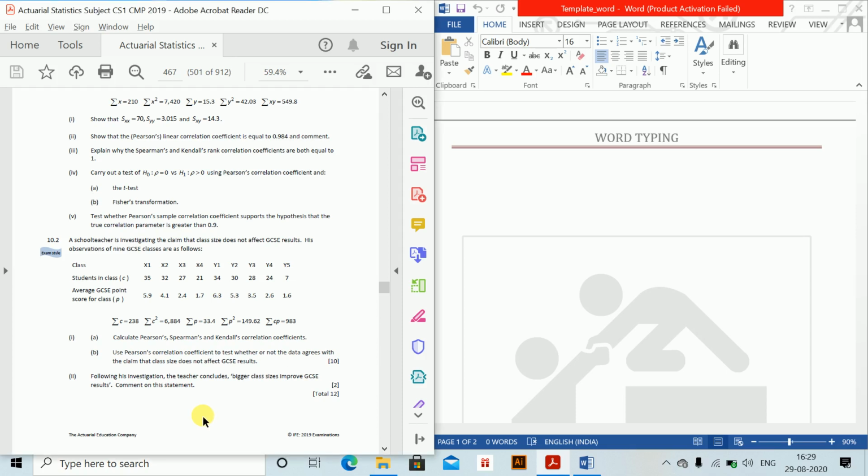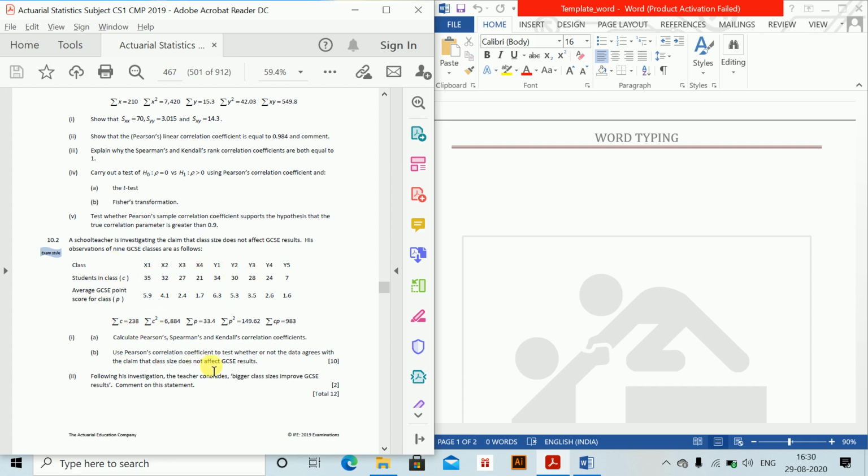Data analysis past questions we'll do here. Since we do not have past questions, we'll take material questions in our exam style. A school teacher is investigating the claim that class size does not affect GCSE results. His observations of 9 GCSE results of classes are as follows: x1, x2, x3, x4, y1 and so on.